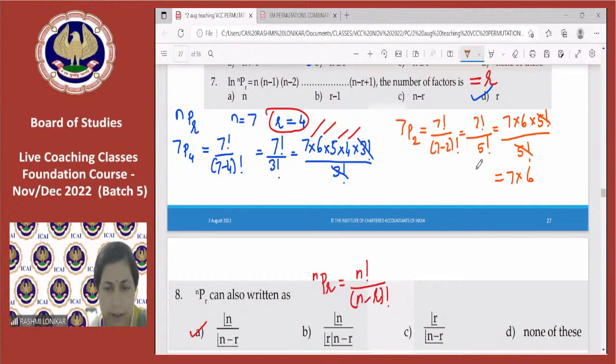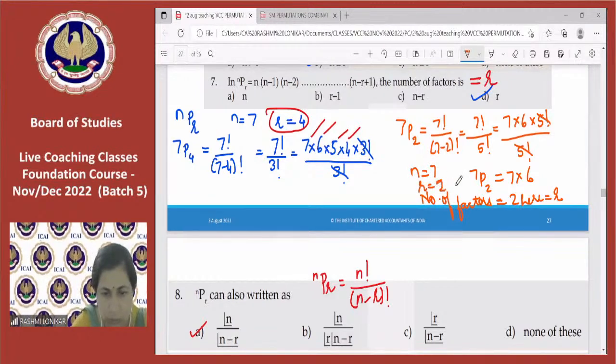So 7P2 is equal to 7 into 6. How many factors are there? 7 is one factor, 6 is another factor. So the number of factors is equal to 2 here, which is nothing but r. Here n is equal to 7 and r is equal to 2. Right. So the number of factors is equal to 2. Okay, this is simply that.